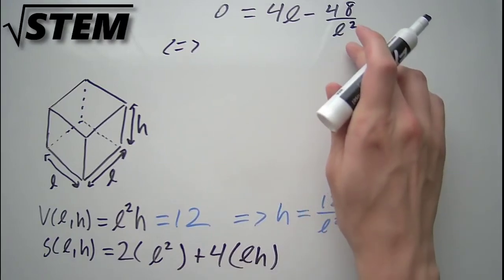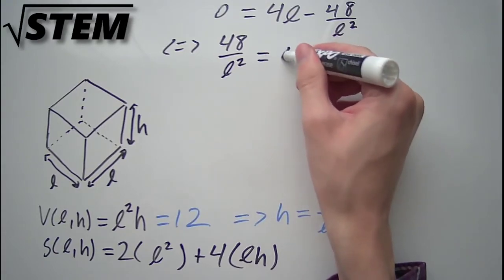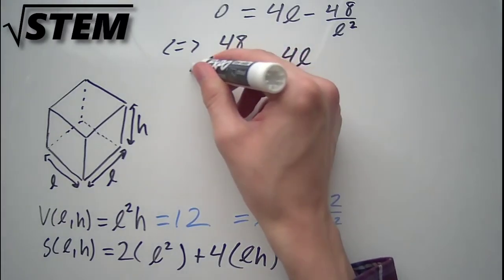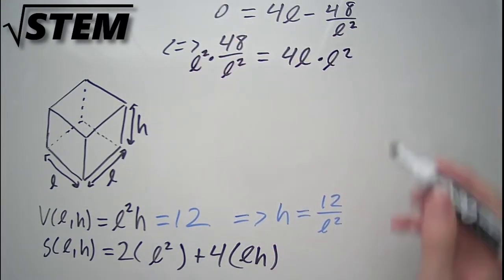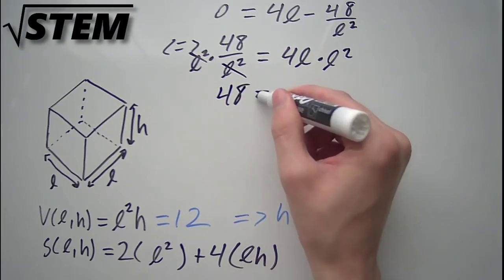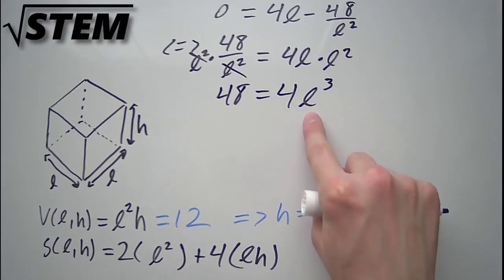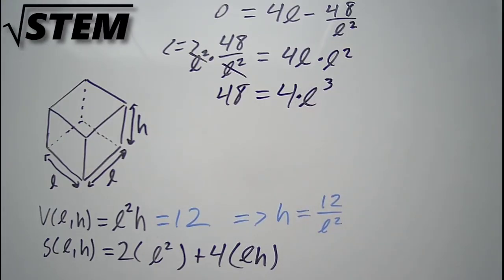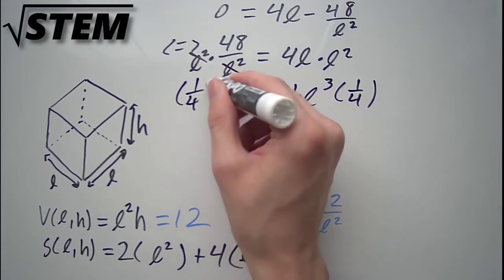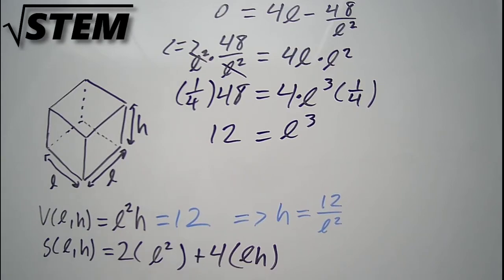If we add 48 over L squared to both sides, we'll see that 48 over L squared equals 4 times L. Next we can multiply both sides of the equation by L squared so that these cancel out to give us 48 equals 4 times L to the third power. To get L by itself, we'll undo this multiplication by 4 by dividing both sides of the equation by 4, giving us 12 equals L cubed.